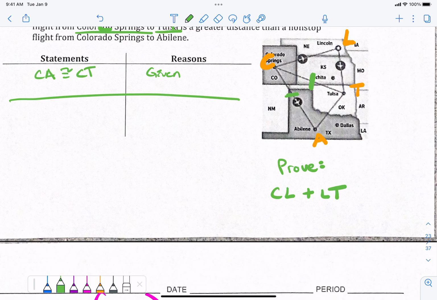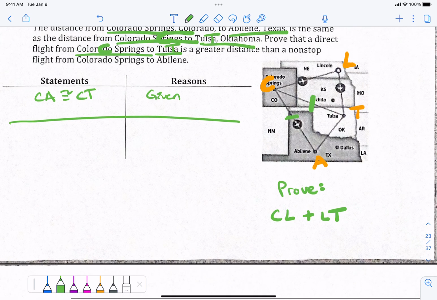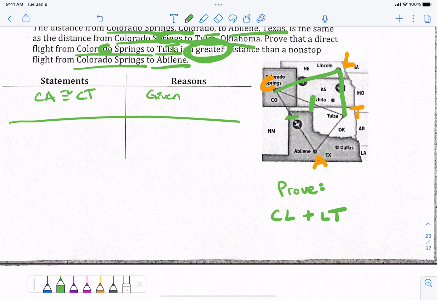That's what we have to do instead, right? If we're going Colorado Springs to Tulsa, we've got to go CL, this guy, and then LT, which is this guy, okay? We are trying to prove that that is greater than a non-stop flight from Colorado Springs to Abilene. Can you go from Colorado to Abilene? Yes. So we're trying to show that that is greater than CA, right?